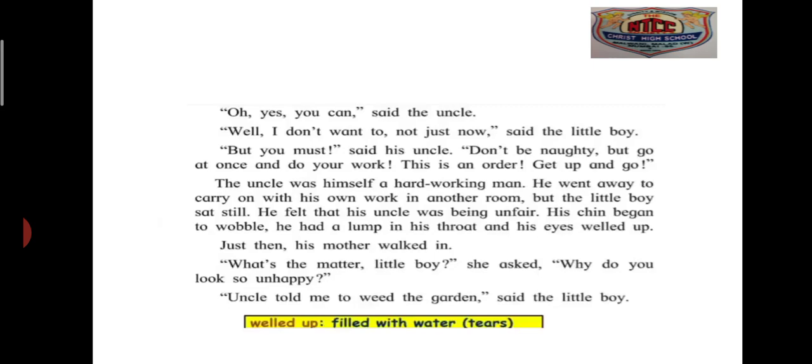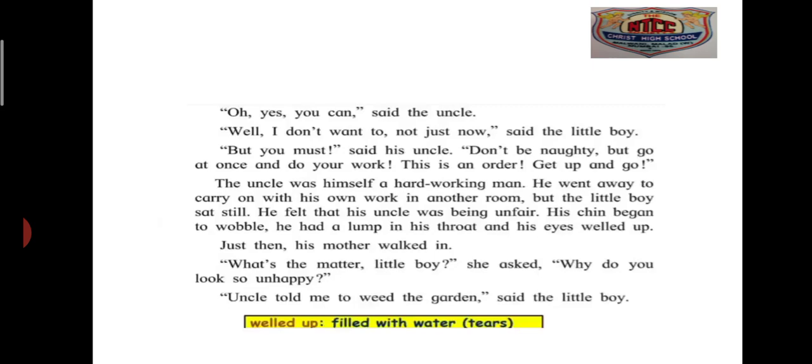"Oh yes, you can," said the uncle. "Well, I don't want to, not just now," said the little boy. So uncle said, "Oh yes, you have to do it now." And the little boy said, "No, I don't want to do it now." "But you must," said his uncle. "Don't be naughty, but go at once and do your work. This is an order. Get up and go."